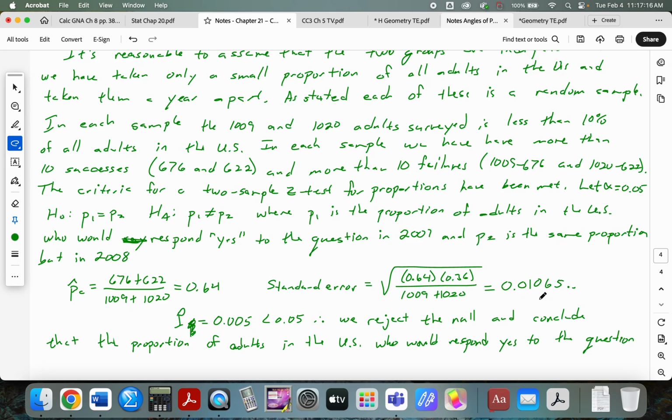And so think of that as being like the standard deviation. We changed by almost 6%. That's big. But our standard error is about 1%. So we changed a bunch. It's like 6 standard deviations. So it's a very, very small chance that this could happen.